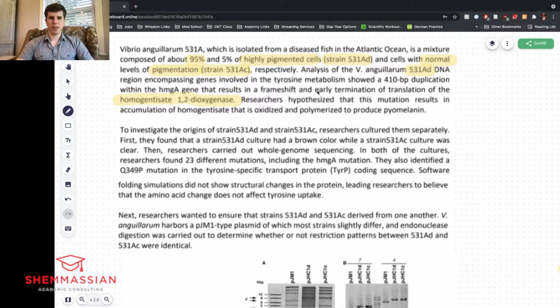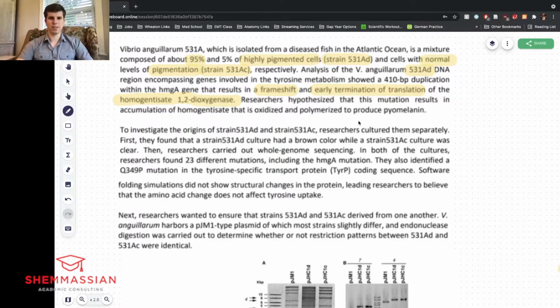And we can pull out early termination of translation. I remember there being something about mRNA of this, and so that's related to translation. So we'll look more specifically at what that question's actually asking us. But we know that this 531AD is causing a frame shift. I don't remember any questions about mutations, but it doesn't hurt to know which type of mutation it is, which is causing this early termination of translation. That's probably going to help us answer that one question. We'll look at that later.